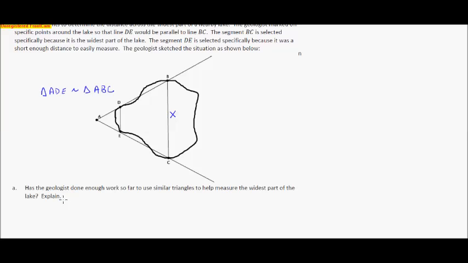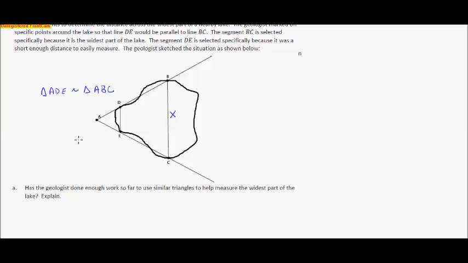Now part A says, has the geologist done enough work so far to use similar triangles to help measure the widest part of the lake? Since we can conclude that triangle ADE is similar to ABC, because of those parallel lines, the geologist has done enough that they should be able to use similar triangles to do a little math here to figure out that widest part of the lake.